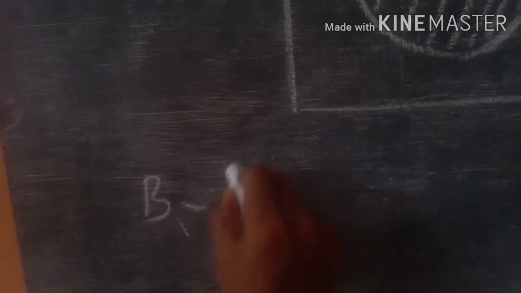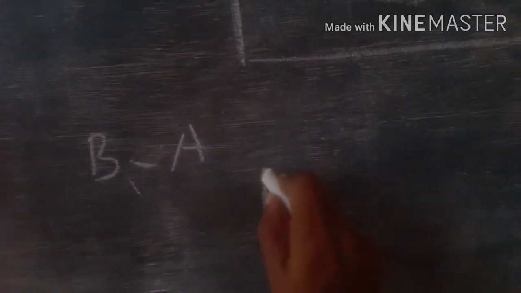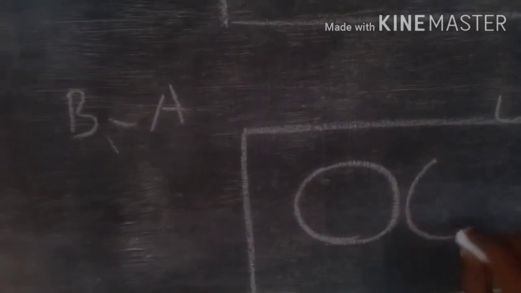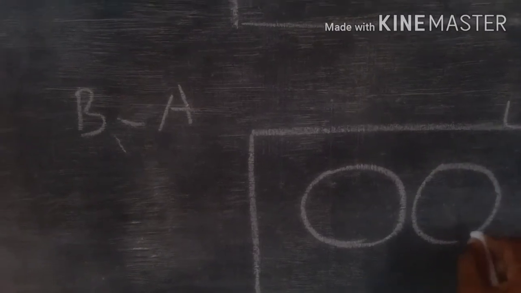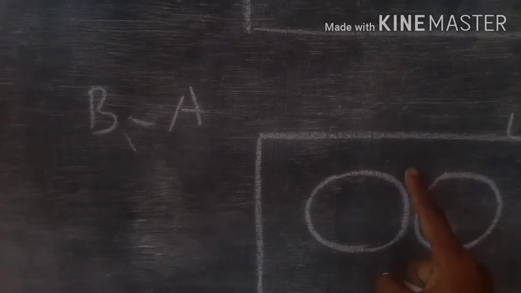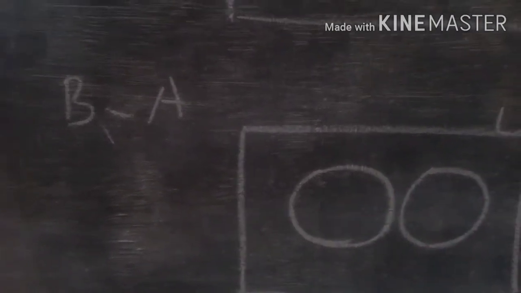Suppose the Venn diagram of B minus A, you have to draw one square box. The square box represents the universal set. Next, the A set and B set have no common point, so you have to draw them separately. That is a disjoint. Disjoint means you have to draw both without joining. Drawing is done. So, B minus A.